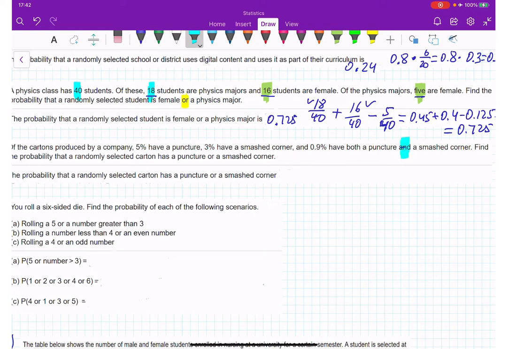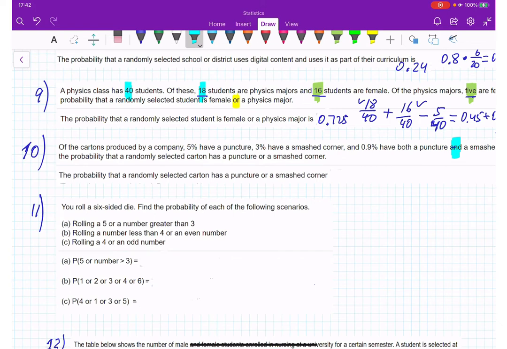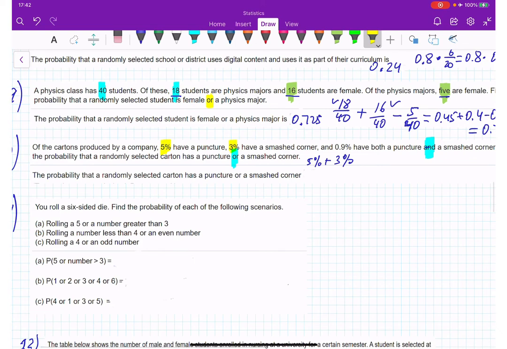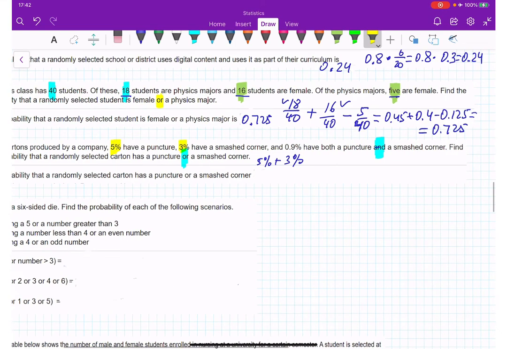And smashed corner. Find the probability that a randomly selected carton has a puncture or a smashed corner. All right. Since we are already given the probabilities, what is it going to be? Since we have "or," we are adding the 5% and the 3% that we have. Because it says "or." Right, but we have 0.9%.